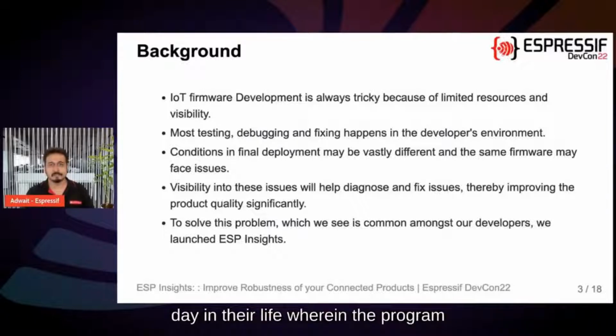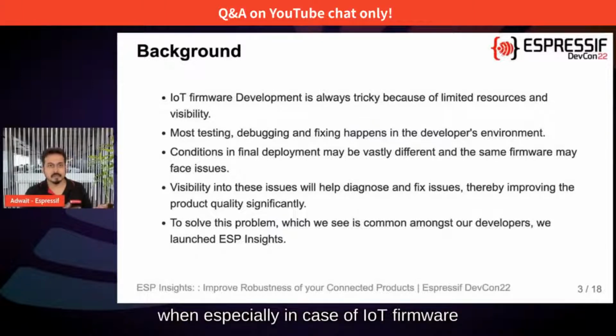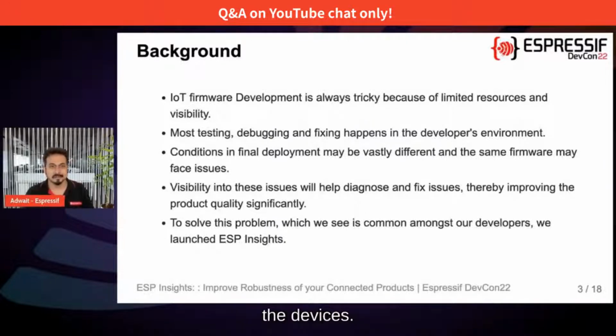However good or experienced a programmer is, everyone faces a day in their life wherein the program that they have written does not execute as per expectations. Now, if you have a developer environment at your purview, you can add some debugging information and take a deep dive and analyze the issues. But especially in the case of IoT firmware development, this is a tricky situation, right? You have lots of devices in the field, and you may not have direct access to the devices.